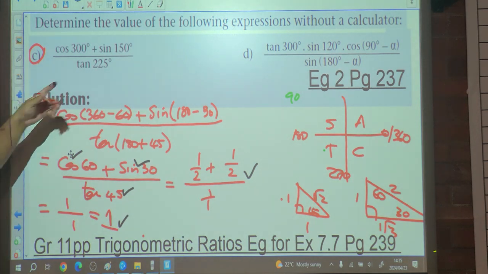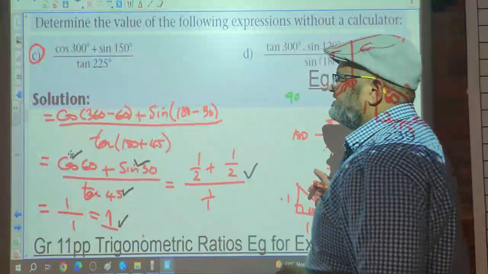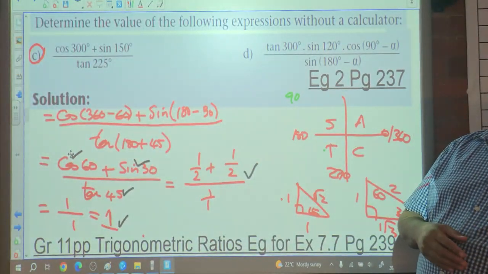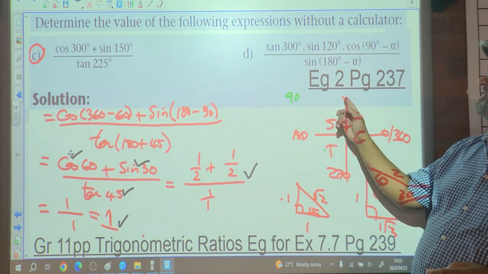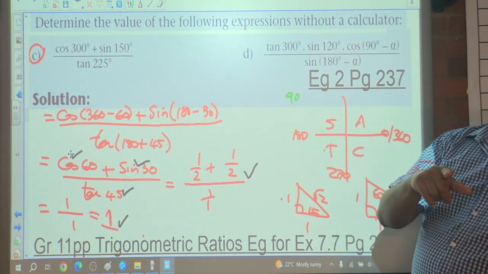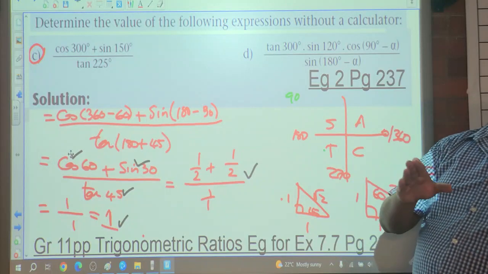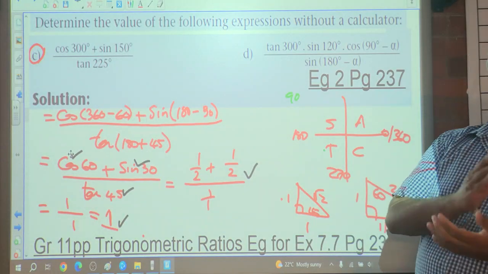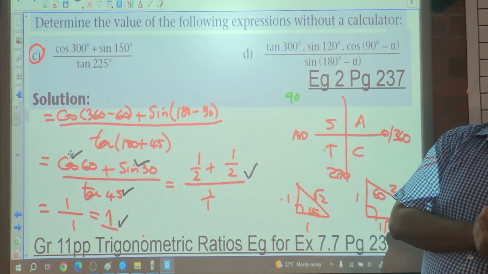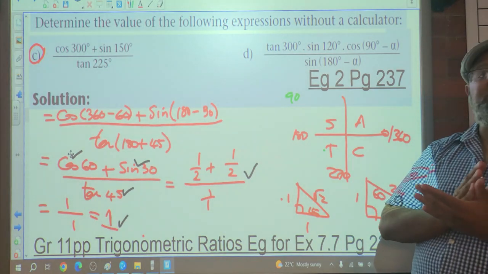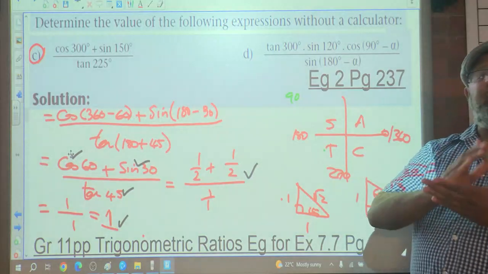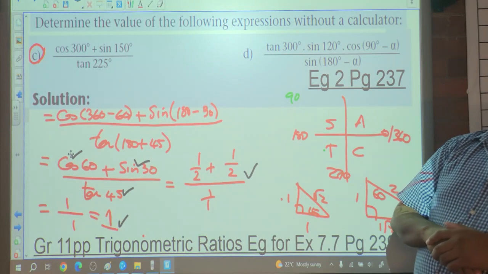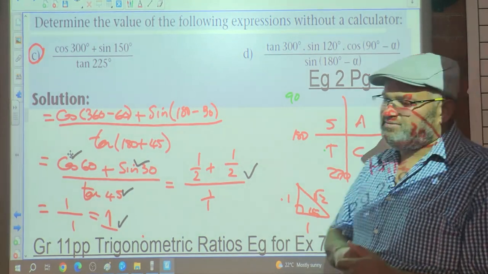Yeah, she's saying for 225, you could have said 270 minus 45, but tan becomes 1 over tan. Remember when you're busy with sine, 90 plus or minus, sine changes to cos. And cos 90 plus or minus, then cos changes to sine. But when you have tan, tan changes to 1 over tan. Okay, you must just make a note there.